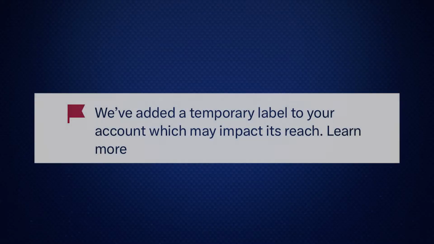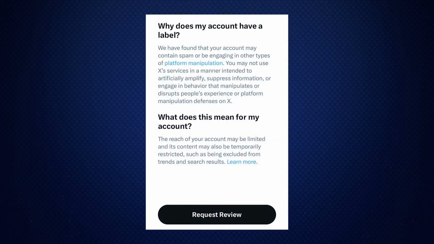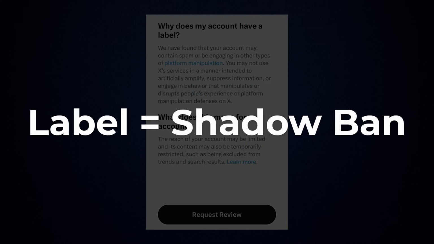Think you've been shadow banned on X? Here's how to know if you are. The first indicator is receiving a label. This means some activity on your account was suspicious and your reach has temporarily been limited. If you receive a label, you have been shadow banned.